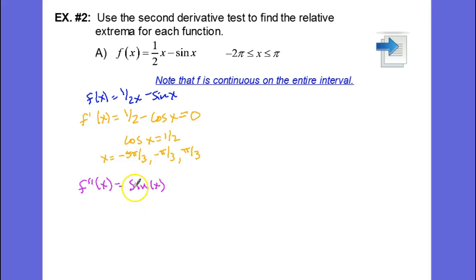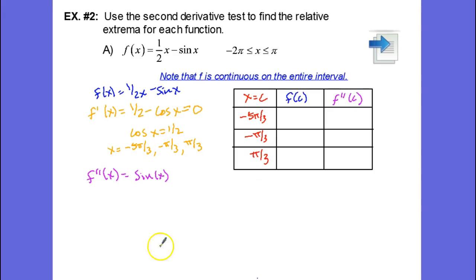All right, next I want to make a table. And so let's look at our critical values. So for x equals c, we're going to consider f of c and f double prime of c. So our critical values are negative 5 pi over 3, negative pi over 3, and pi over 3. All right, so let's fill this out.